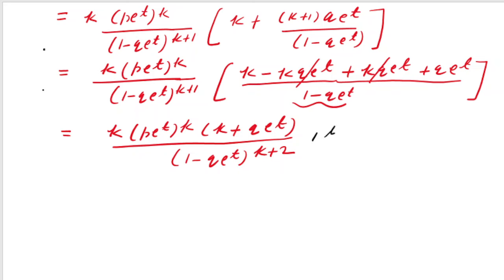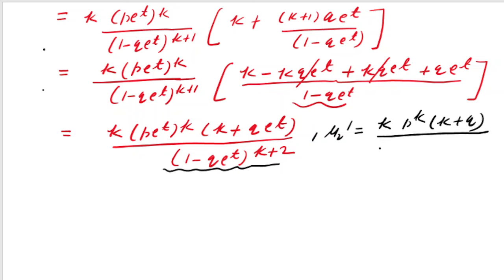So what is mu2 dash? Mu2 dash means we have to put t is equal to 0 in this. So just to save space, I am writing here. If I put t is equal to 0, what will I get? k. e to the power 0 is 1. So I will get k into p to the power k. And if I put e to the power 0 here, I will get k plus q, because e to the power 0 is 1, divided by 1 minus q to the power k plus 2.